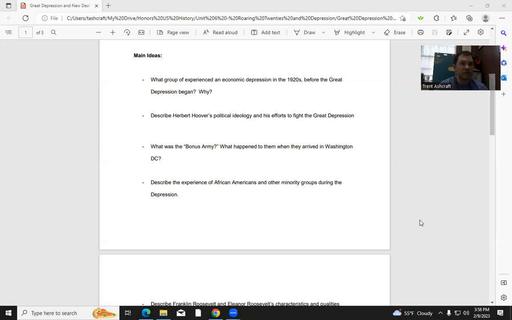Describe Herbert Hoover's political ideology. Herbert Hoover is an incredible businessman. So many things we talked about in class that he was successful at. However, he is your typical 1920s president, and he believes in hands-off in terms of the economy, laissez-faire. It's best, he believed, as many did, that if there's an economic downturn, the government shouldn't do very much because they could only make it worse.